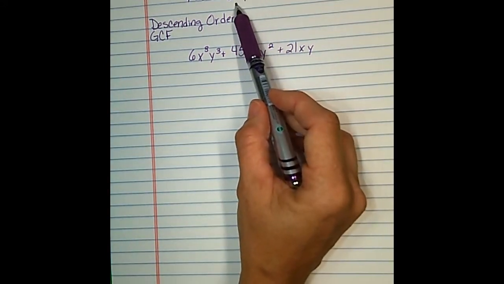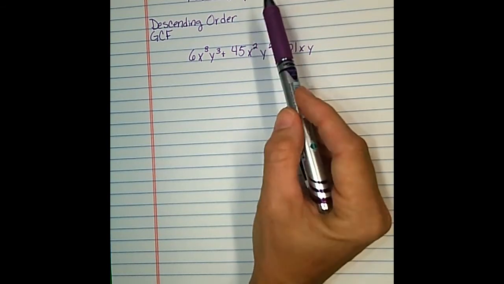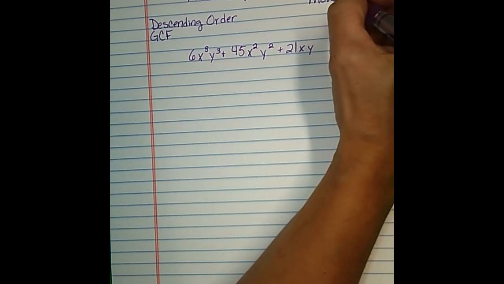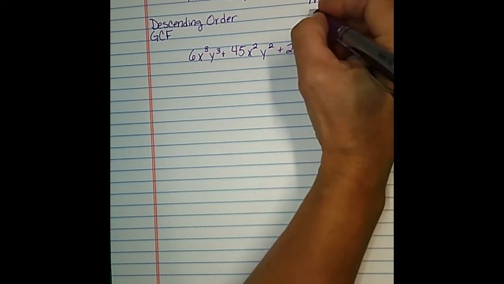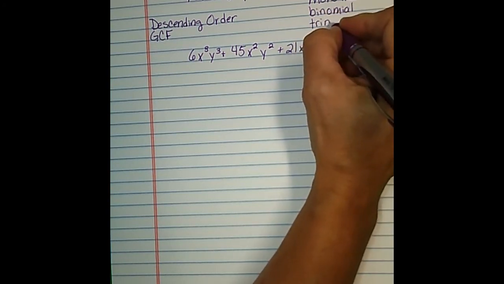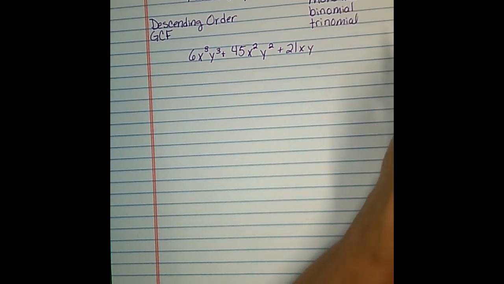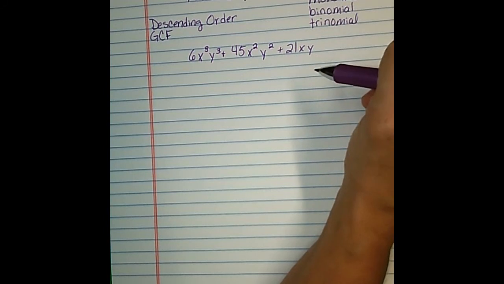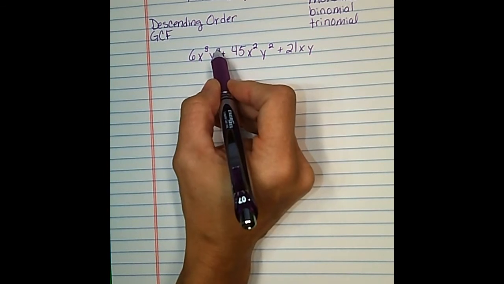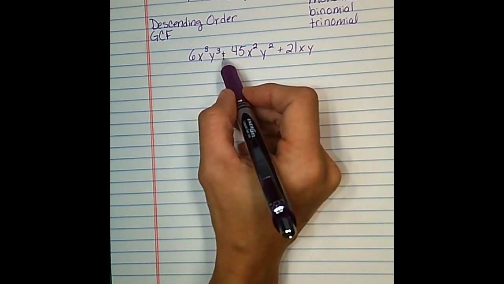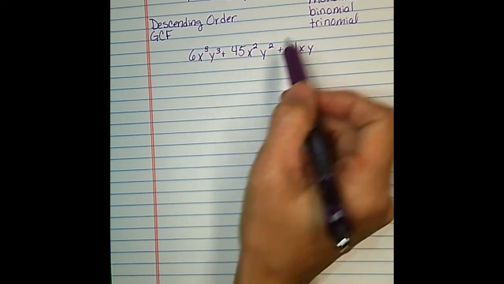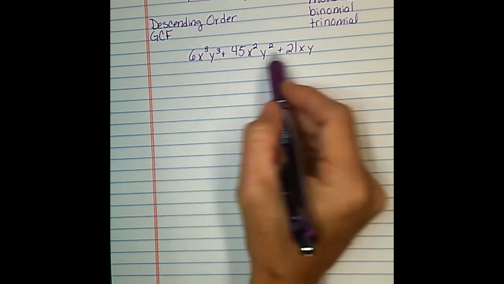Polynomials means many. Poly means many. So if we have one term, we're going to have a monomial. If we have two terms, we're going to have a binomial. If we have three terms, we're going to have a trinomial. And then anything beyond three terms is called polynomials. And when I call terms, this here, 6x cubed y cubed is a term, and it's separated by this plus. 45x squared y squared is a term. And there's 1, 2, 3 terms, so I would call this a trinomial. It is in descending order.